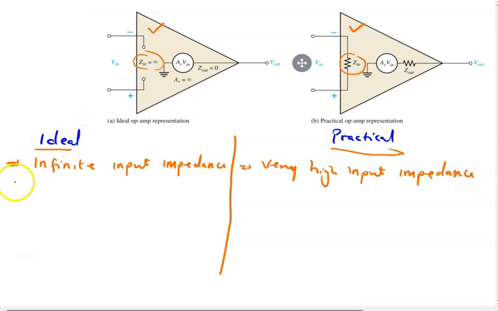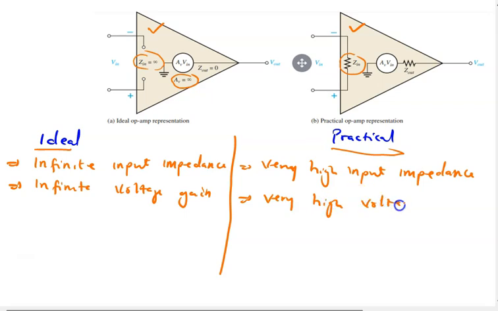Then again, we can see that the voltage gain for the ideal op amp is infinite as well. So it has an infinite voltage gain. But with the practical one, the voltage gain is very high. It's not infinite, but it's very high. Do you get it?